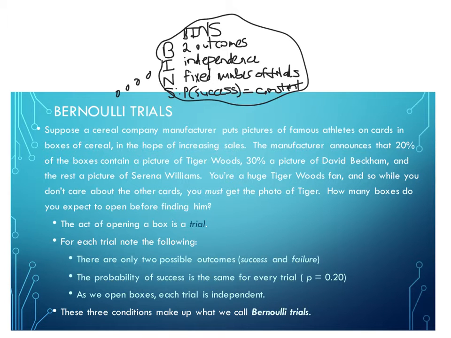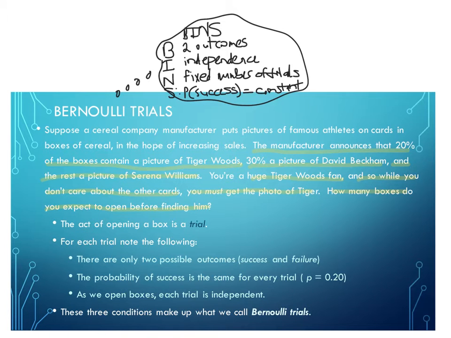So if we look at our sample example, it says, suppose a cereal manufacturer puts pictures of famous athletes on cards in hopes of increasing the sales. The announcer announces that 20% of the boxes contain a picture of Tiger Woods, 30% a picture of David Beckham, and the rest a picture of Serena Williams. You're a big Tiger Woods fan, and so while you don't care about the other cards, you want to get that photo of Tiger. So how many boxes do you expect to open before finding him?